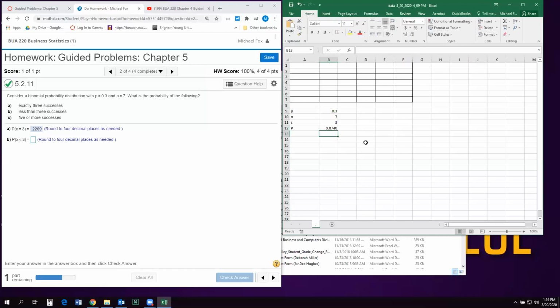The second thing we have to do is change our successes to 2. So whenever we do a cumulative function, we're saying, tell me the probability of this number or less. Since it's asking for the probability that it is less than 3, that won't include 3, it will include 2, 1, or 0. So by putting 2 successes and true under cumulative, that's returning the probability that we would have either 0, 1, or 2 successes. 0.6471.